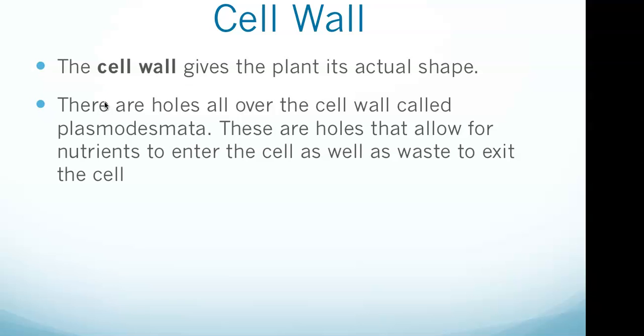harm the plant. There are holes all over the cell wall called plasmodesmata. These are holes that allow for nutrients to enter the cell as well as waste to exit the cell. Plant cell walls are primarily made of cellulose, which is the most abundant macromolecule on Earth. Cellulose fibers are long, linear polymers of hundreds of glucose molecules. These fibers aggregate into bundles of about 40, which are called microfibrils.